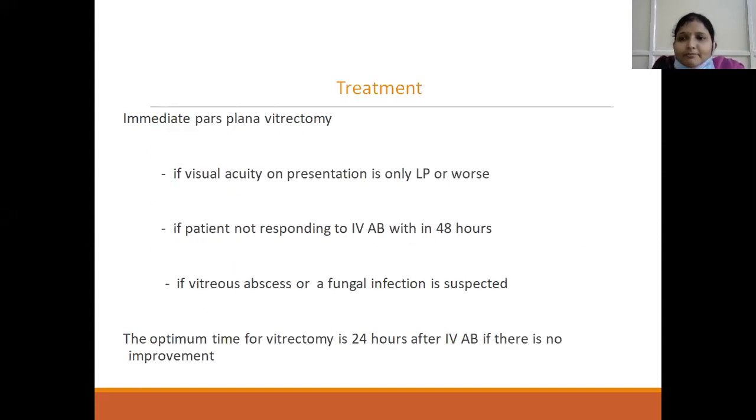Another mode of treatment is pars plana vitrectomy. When is pars plana vitrectomy advised? It is advised when the visual acuity on presentation is only perception of light or no PL, or when the patient is not responding to intravitreal antibiotics. Already we have given intravitreal antibiotics and waited for 2 days. If there is no improvement of vision, pain or the clinical picture, then we proceed to pars plana vitrectomy. Also, in cases where we suspect fungal infection and vitreous abscess, vitrectomy should be performed. The optimum time for vitrectomy is 24 hours after intravitreal antibiotics if there is no improvement.